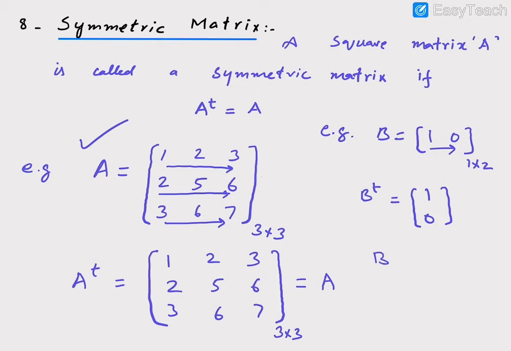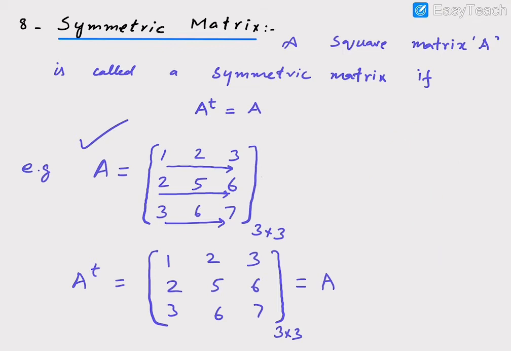So you can see B transpose is not equal to B. Why? Because its order is not the same. The order of B transpose is 2 by 1. Why is the order not the same? Because it is not a square matrix. So it must be a square matrix. If it is not a square matrix, then it will not be a symmetric matrix.